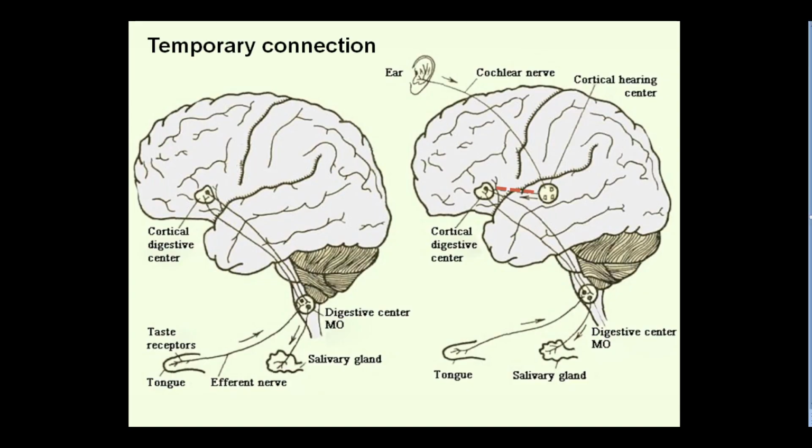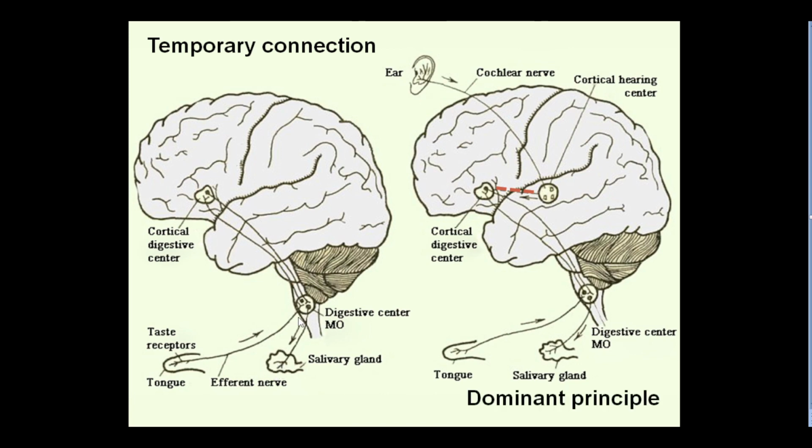So how will the conditioned reflex be produced? The production is based on a temporary connection. On the first diagram, you can see the scheme of the unconditioned salivatory reflex. How does it work? Whenever food is placed into the mouth, taste receptors get activated, and the stimuli will be sent to the salivary center, which is in the medulla, and then back to the salivary gland, so that saliva will be produced.